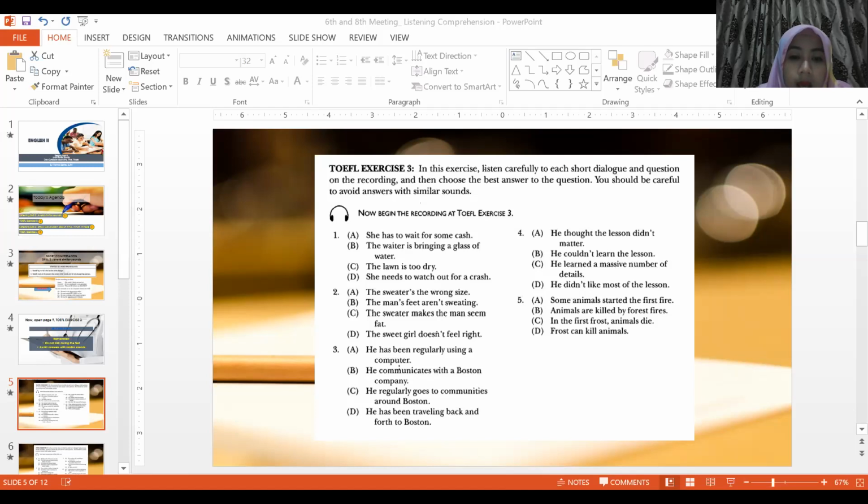Is it A? He has been regularly using a computer. Nah ini kan tadi commuting, mirip bunyinya dengan computer. Itu sama sekali salah gitu ya, sama sekali bukan itu jawabannya. And then B, he communicates with a Boston company. Nah ini juga communicate. Apakah communicate? Bukan ya. Tetapi yang di audio itu commuting ya, berbeda. Oke, how about C? He regularly goes to communities around Boston. Ini menjadi communities ya. Of course, this is not the answer.